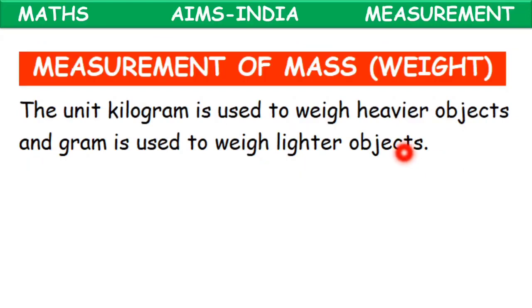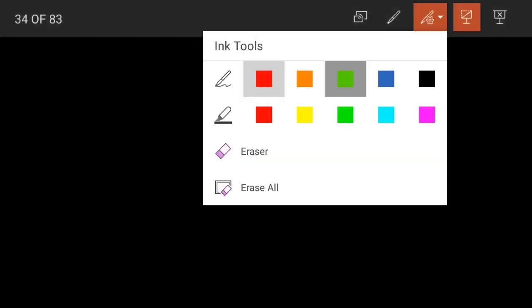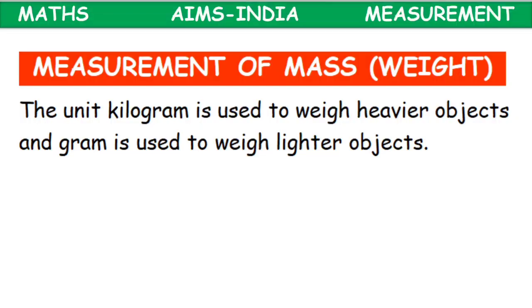What is the conclusion, children, about the measurement of mass? It is that we use grams as the standard unit of measurement. We use kilograms for heavier objects. Kilogram is used to weigh heavier objects and gram is used to weigh lighter objects.